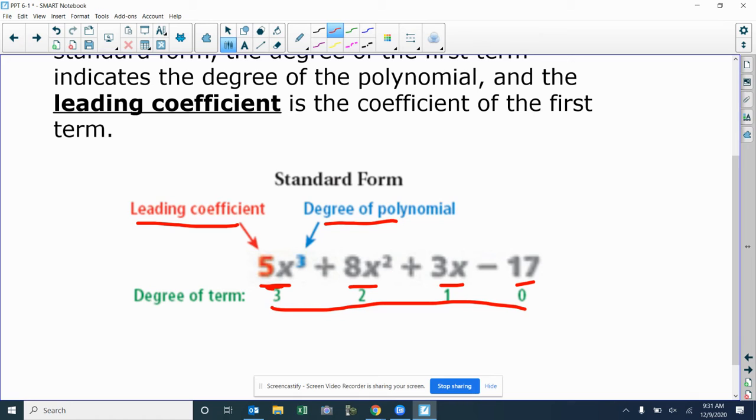Now, here's what I was talking about. The degree of this polynomial is 3. Everybody see that? You don't be adding these up. Okay? So that degree is 3. Let's practice a couple of these.